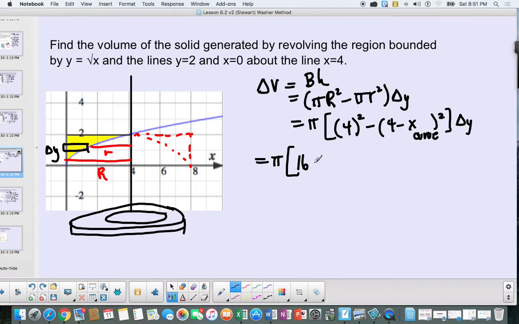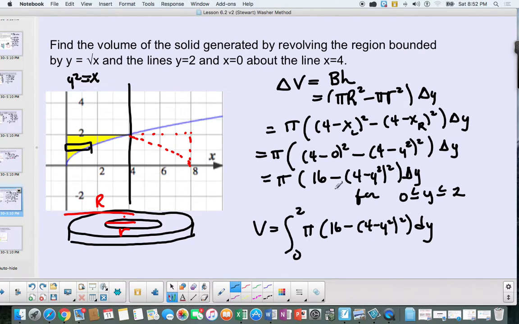I can make this 16 minus 4, and now I want to replace x of the curve. So I'm going to solve for x. X is equal to y squared. So this will be minus, and I'm going to substitute x of the curve to be y squared, quantity squared, delta y. I'm going to go on to the next screen so you can see the rest of the solution. And the stacks of washers are going to go from 0 to 2, so I go from 0 to 2, and I write out the integrand.